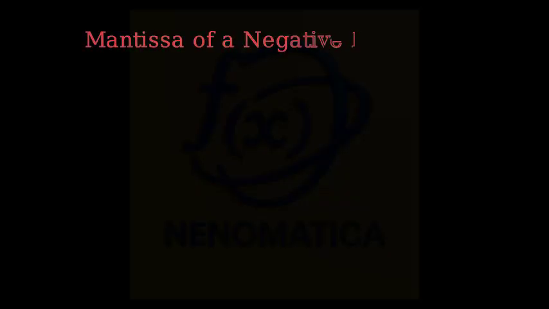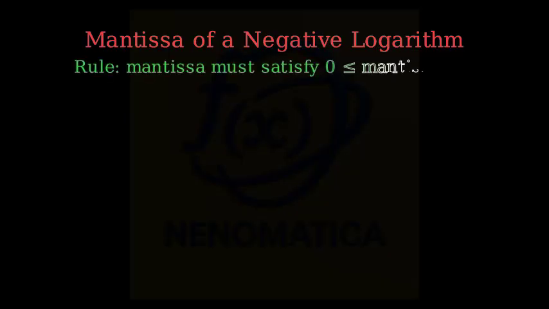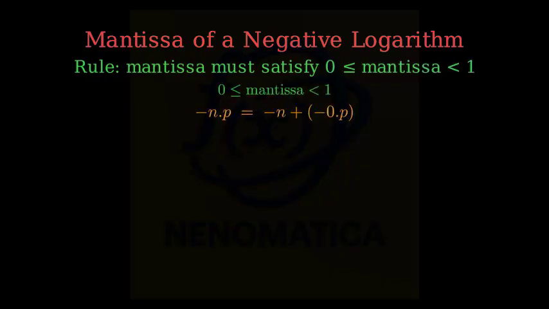In this lesson, we will learn how to write a negative logarithm in characteristic.mantissa form, where the mantissa is always non-negative. Key rule: the mantissa must be between 0, inclusive, and 1, exclusive. If a logarithm is written as minus n point p, the fractional part p is negative and cannot serve as the mantissa. We rewrite minus n point p as minus n plus negative 0 point p.